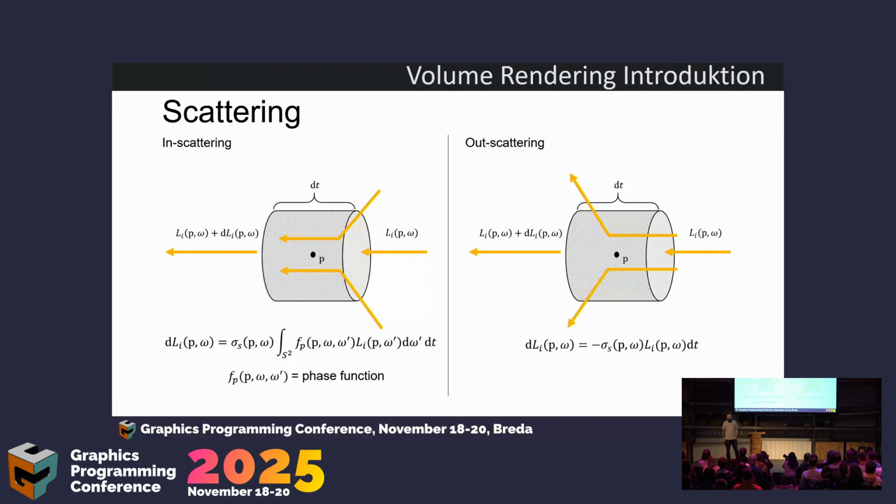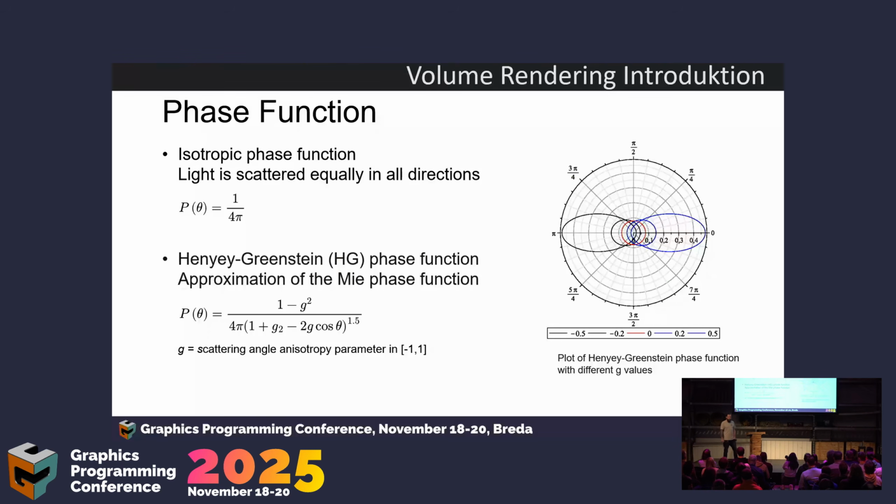So as a ray passes through a medium, it might collide with particles and be scattered in different directions. The first one is in-scattering. It's the increase of radiance as light from other rays may be scattered into the path of the current ray. And the second one is out-scattering. It's the opposite, where photons are scattered in different directions away from the path of the current ray. An important part of the in-scattering equation is the phase function, which models the directional distribution of the scattered light. So it's basically similar to a BRDF.